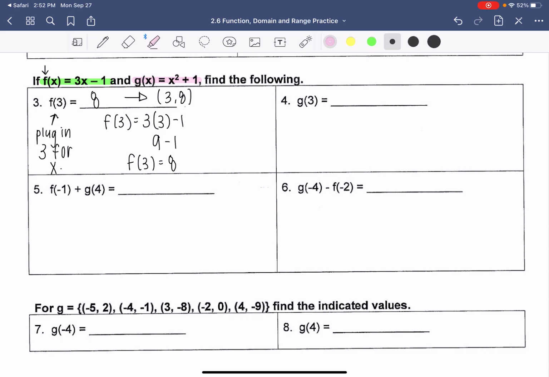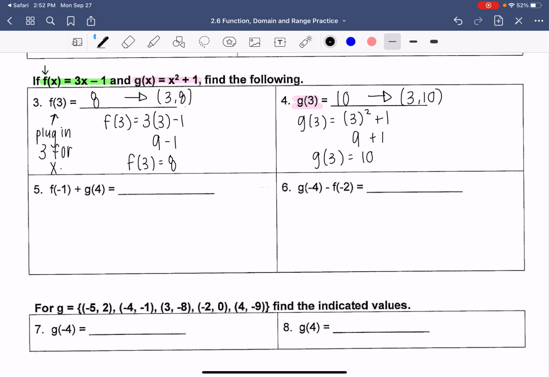All right, this next one says g of 3. So I'm going to use g of x, x squared plus 1. Okay, so g of 3, but wherever there is an x, I'm going to put a 3. So 3 times 3 is 9. 9 plus 1. g of 3 equals 10. So again, if we wanted to write an ordered pair, it would be 3 comma 10.